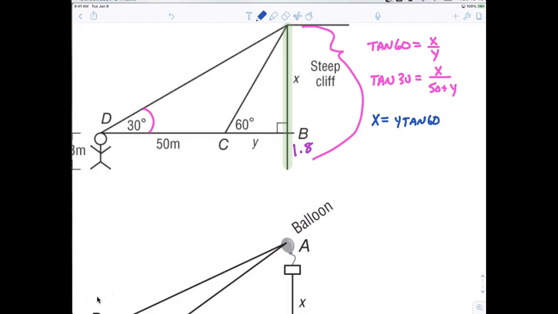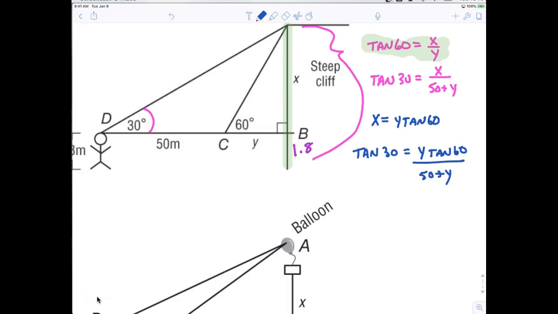I have a problem with that. Because all I did was I looked at this equation up here, and I just isolated the what? X. Now, wherever I see an X, I can put what? Y tangent 60. So now, please, see if you agree. Tangent of 30 is equal to y tangent 60 over 50 plus y. Anybody have a problem with that? Come on, please pay attention. Like I said, it's not really that hard, especially if you're good at the algebra.